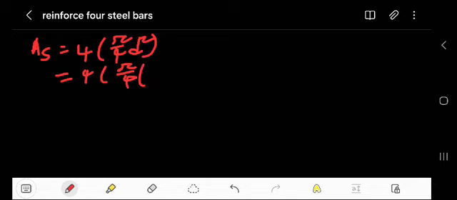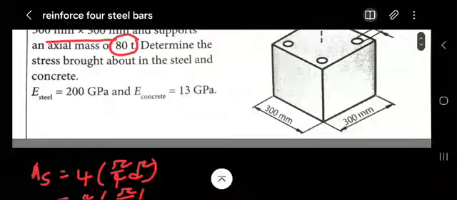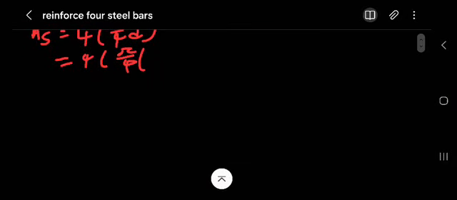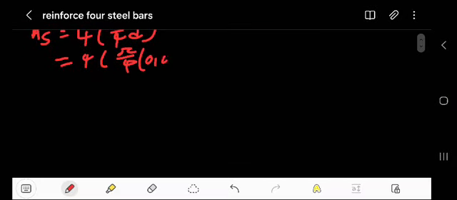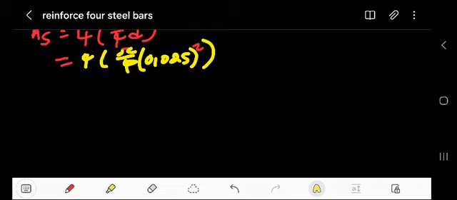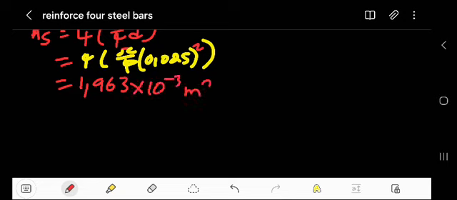And the diameter, as I've seen, is 25 divided by 1000, which will be 0.025. You square this, punch this in immediately, and have this to be 1.963 times 10 to the minus 3 meter squared.